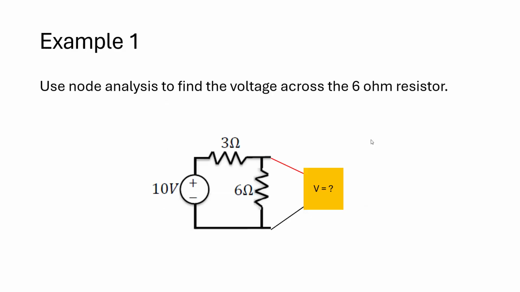All right, our first example is a very simple example. We want to use node analysis to find the voltage across our 6 ohm resistor. And you might be thinking, oh, come on, Professor Erickson, I don't need to use node analysis for this circuit. I could just solve this circuit with Ohm's law, or voltage division, or Kirchhoff's voltage law. And yes, you could, but our purpose here is to practice node analysis. So let's try solving this circuit using node analysis. Just a simple example to help us practice the steps.